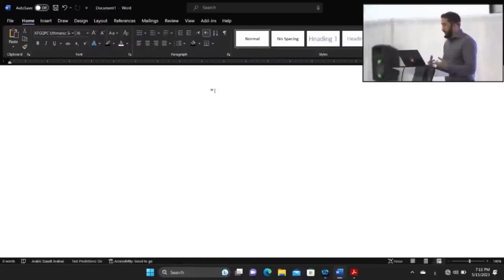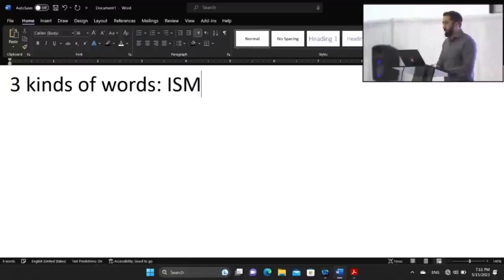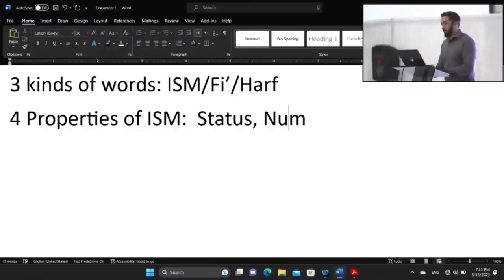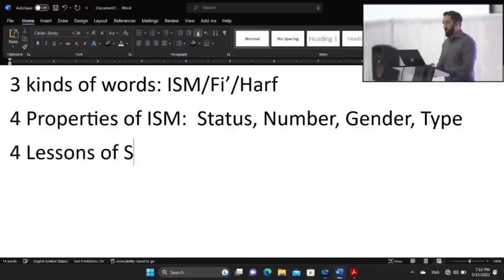I'm going to write some things on the screen. Make sure that you understand everything that I'm writing down. I just need to make sure that you know. How many kinds of words are there? Okay, that's in Arabic. Hold on. Okay. 3 kinds of words. Which are? Ism, fi'il, harf. Okay. 4 properties of ism. Anybody? Status, number, gender. Good.